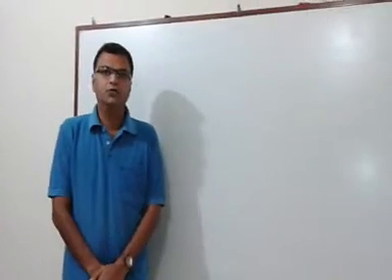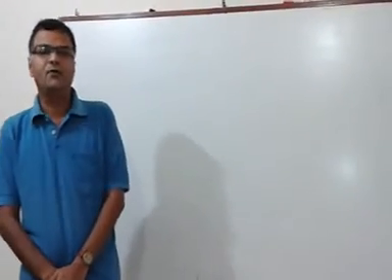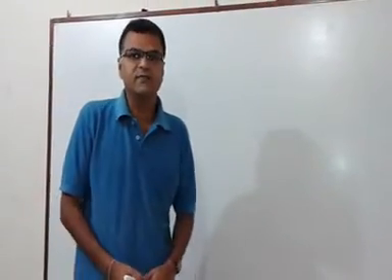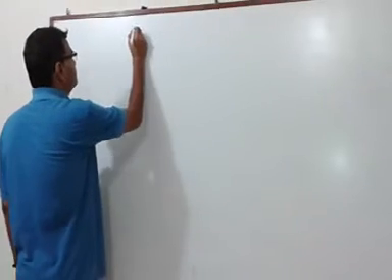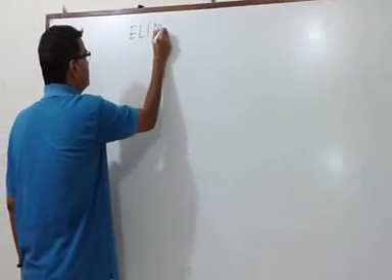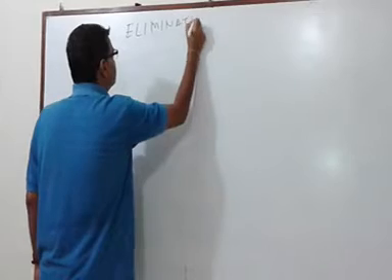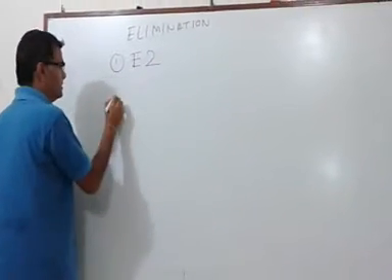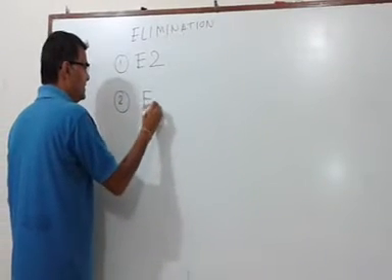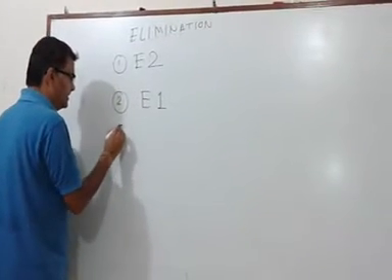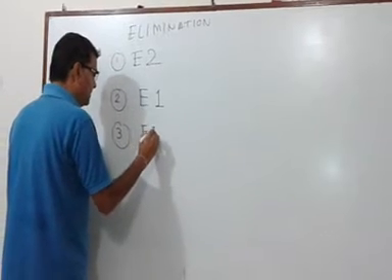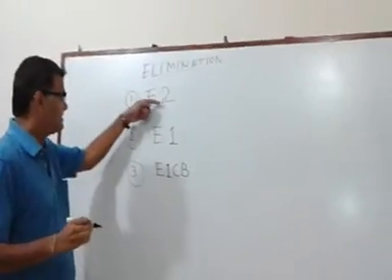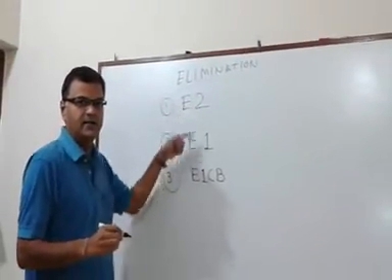Hello friends. Today we are going to discuss the mechanism of elimination reactions. There are three types of elimination reactions we will study today. The first that we are going to study is E2. Number 2, we will study E1. And number 3 is a different type of mechanism called E1CB. I will discuss the meaning of all these three one after the other.